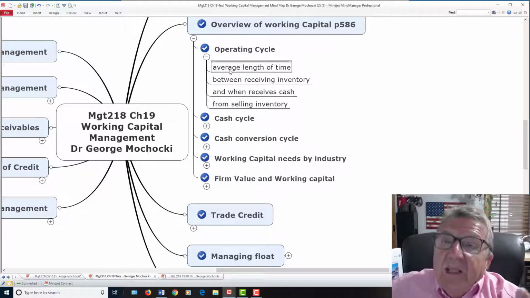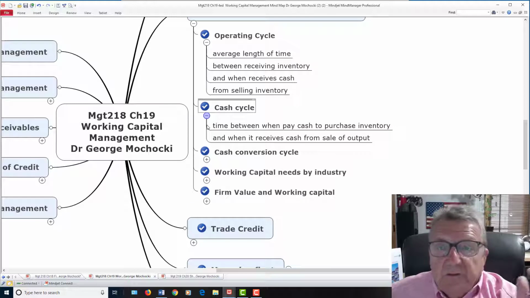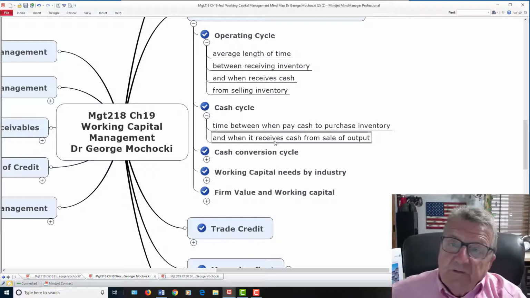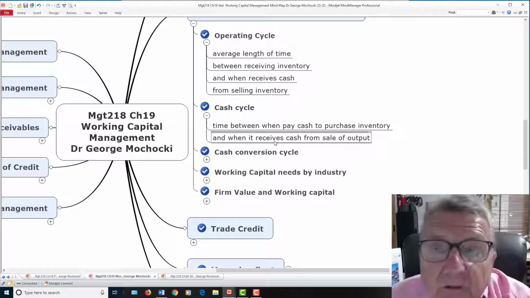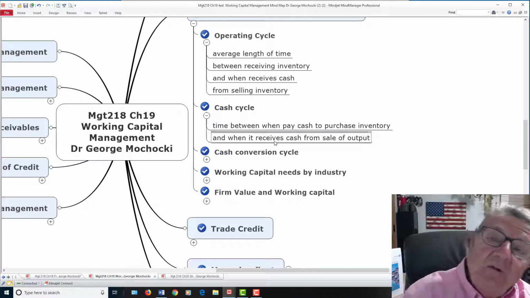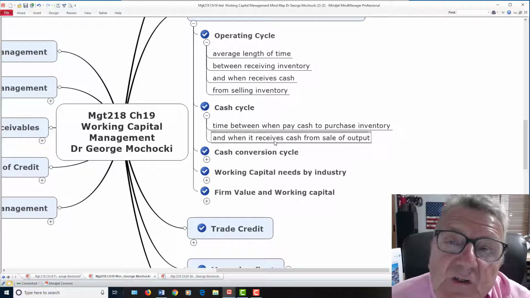All right, so now cash cycle. When I'm looking at cash cycles, remember, follow along. The book goes into detail. It's the time between you pay cash to purchase inventory and receive cash from sales and output. Do I pay on delivery? Do I pay after a while? Do I get some kind of grace period? Do I pay in 30 days? Do I pay in 40 days? All those are things that have to be considered and calculated.